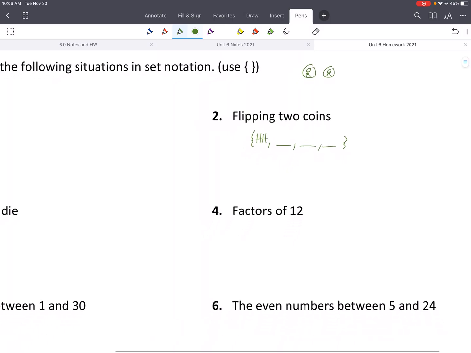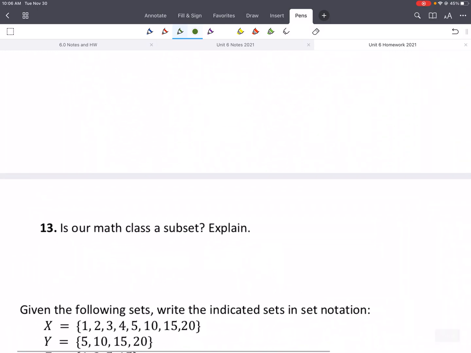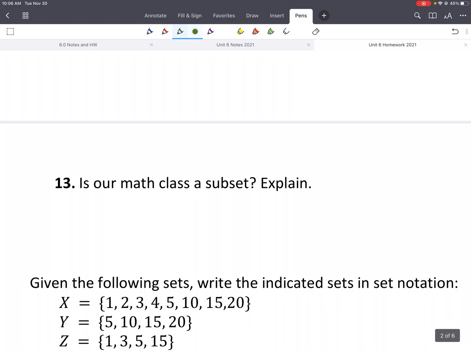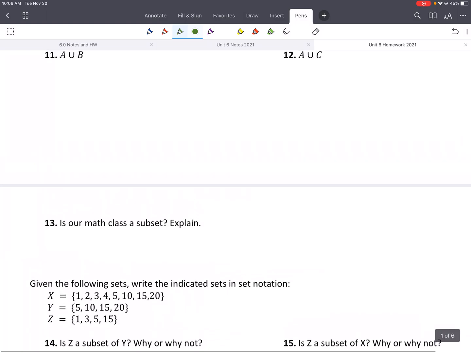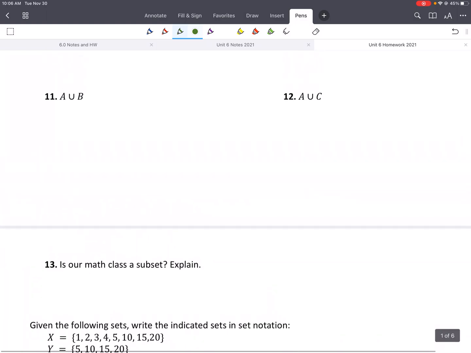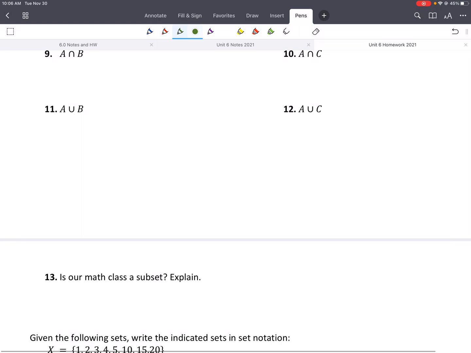Okay. And then the other thing we want to talk about, we already kind of talked about, is: is our class a subset? Explain. So come up with something, maybe something unique. Is our class a subset of something bigger?